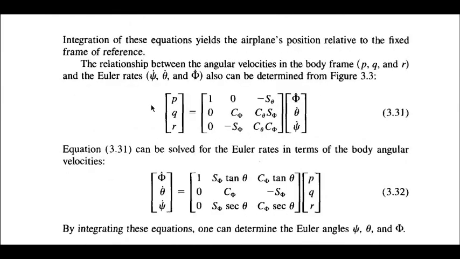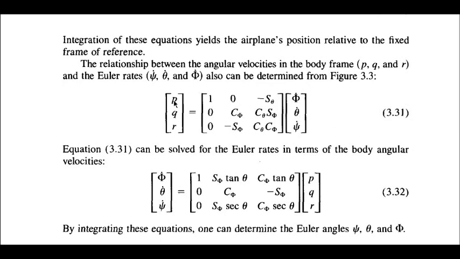Okay, now this relationship can also be done in terms of this. Let's say you have phi dot, which is basically the rate of roll, from the fixed reference. This is the change of pitch angle, and this is the change of yaw angle. This is from a fixed reference.